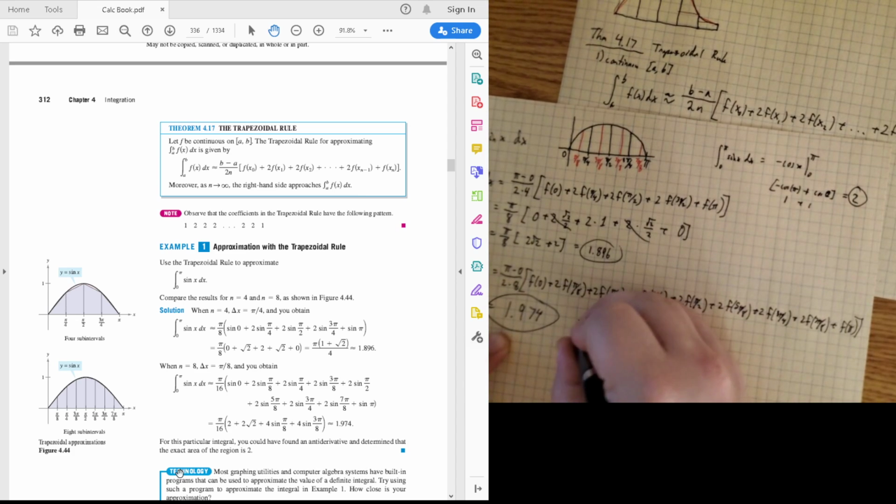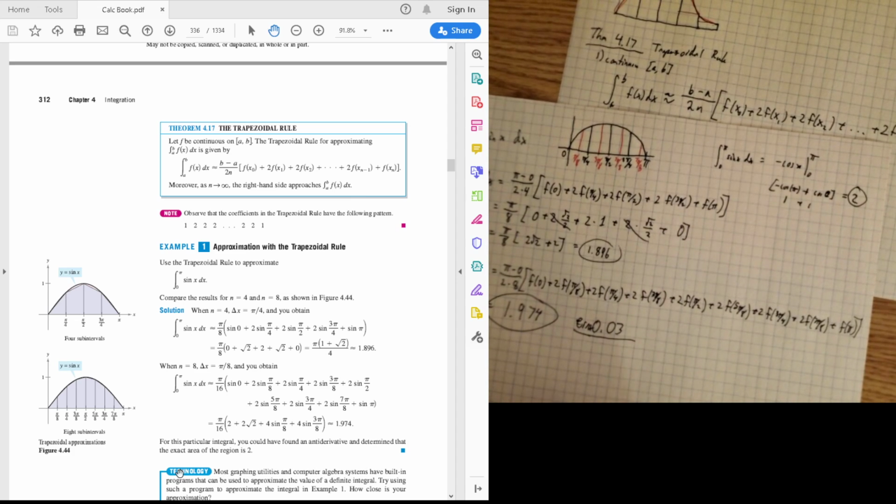You'll notice, if my known or supposed value with my standard integration is 2, and I have 1.974, you're within 0.03 of the right answer. This is my error, as we call it. 300ths is nothing. You would not get that close of an accuracy with any ruler that you have. It's impossible. And so going just out to 8 got us 300ths of an accuracy.